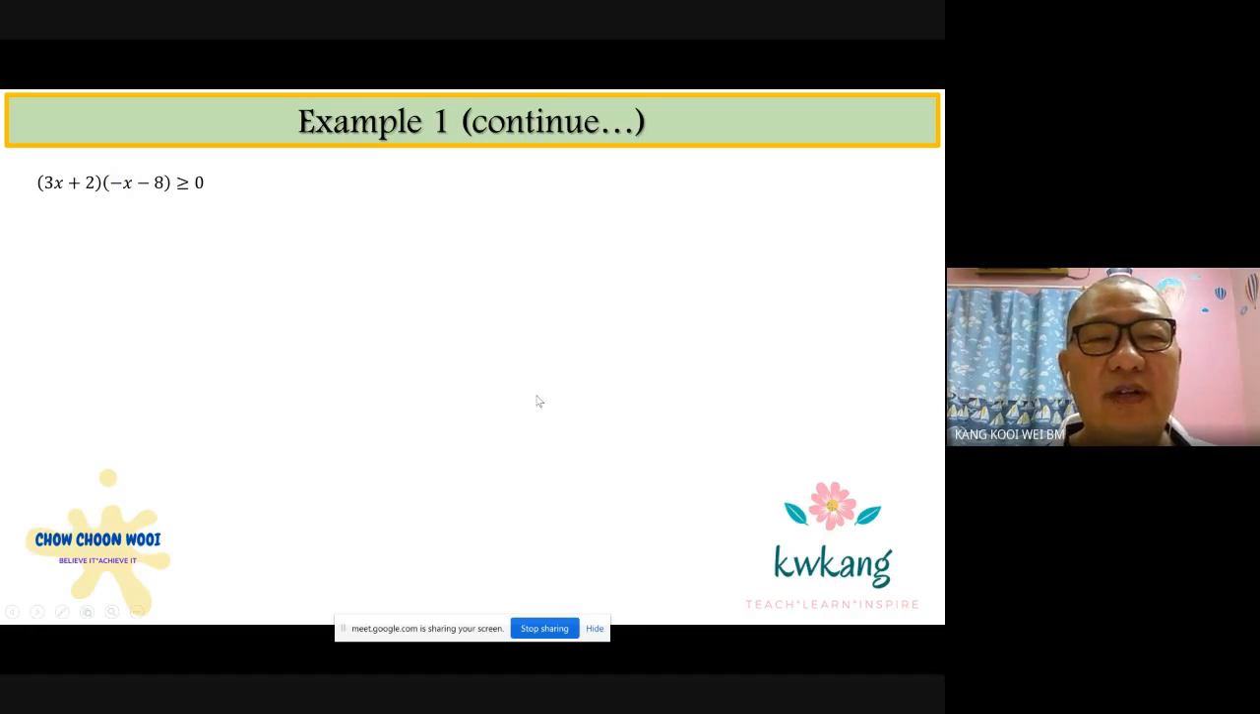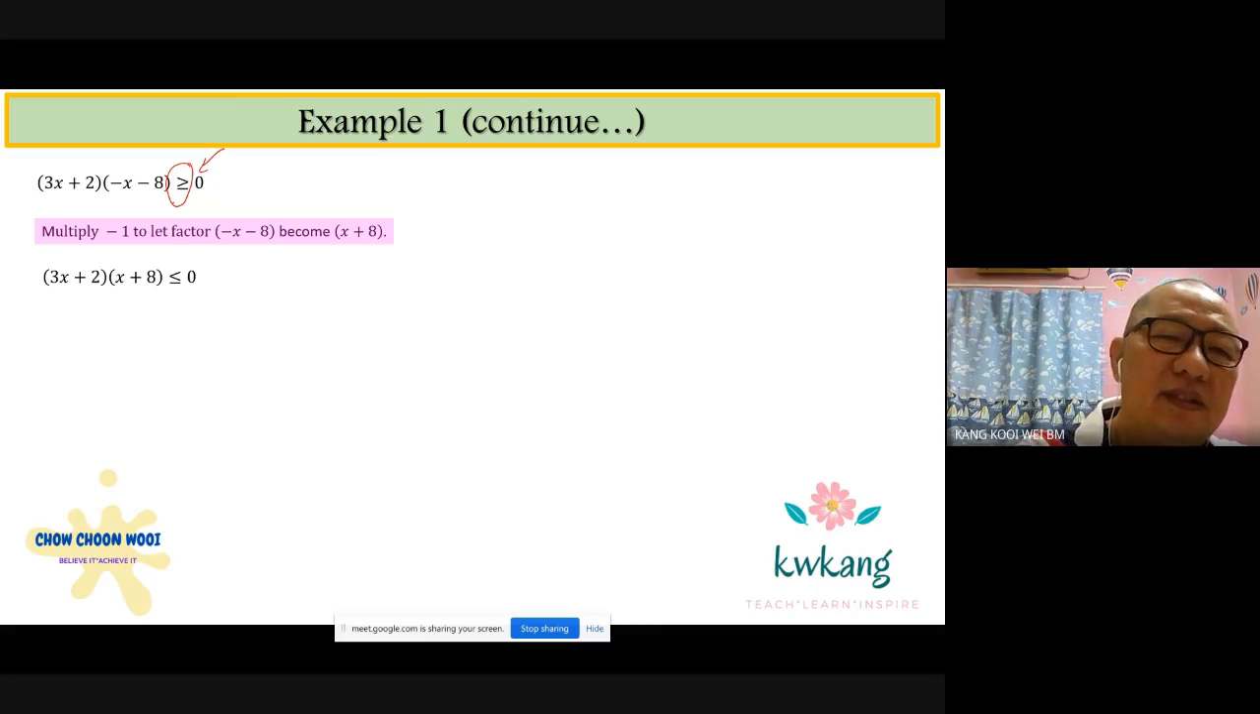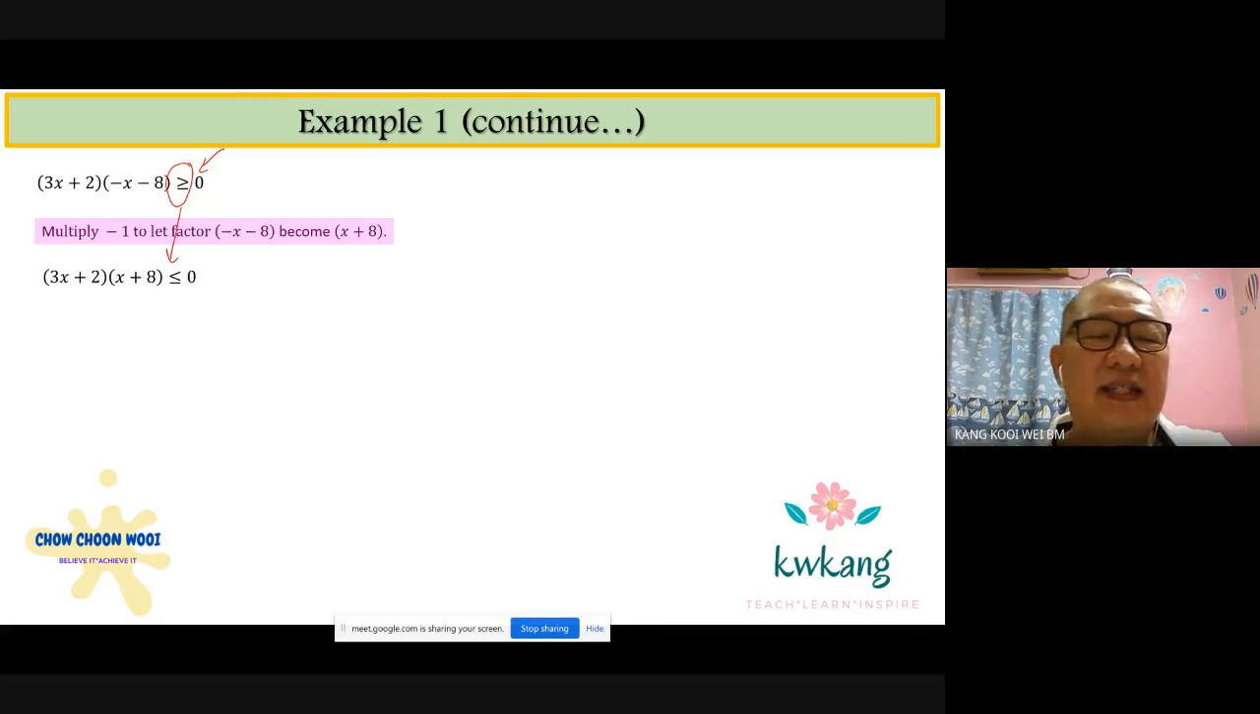So, you can convert it into positive. The whole thing we multiply by negative 1. Bila you darab negative 1, dia akan jadi x tambah 8. Once you multiply by negative 1, remember you must change the inequality sign. Bila kita darab dengan negative 1, ingat kita kena tukar sign. So, it's better: 3x plus 2, the second one is x plus 8. Right hand side, definitely, it is equal to 0. Then, we need to change the inequality sign. Kita kena tukar. Then, only we construct table of sign.